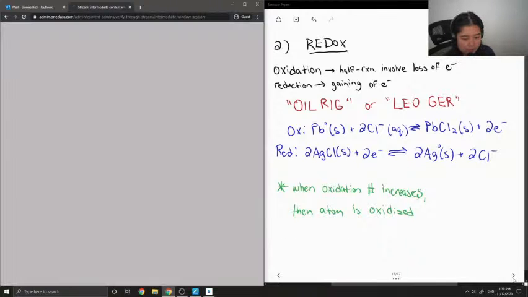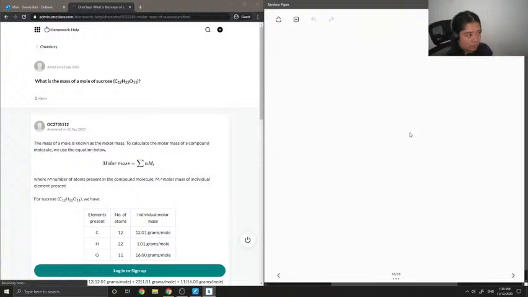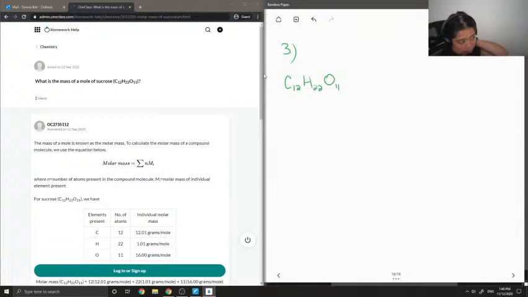Okay, so moving on to question number 3. What is the mass of a mole of sucrose? So they actually gave us the chemical formula for sucrose, which is C12H22O11. So when you want to calculate the mass of a mole, this is the same thing as finding its molar mass, which I'll denote as a capital M.